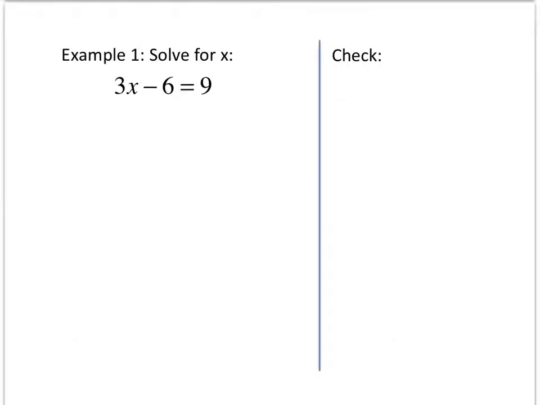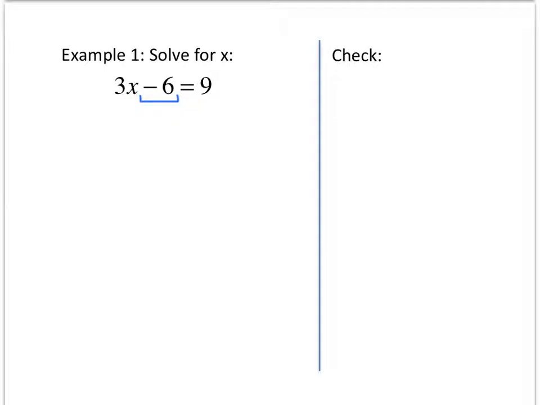In this first example, we see 3x minus 6 equals 9. I notice that there are two different operations. First we have 3 times x, and then we have a minus 6. So there's multiplication with the 3 and the x, and then there's also subtraction. And if we think of the opposite of the order of operations, the last thing we normally do in the order of operations was addition and subtraction. So in this case, the first thing I'm going to deal with is this negative 6, the subtraction.